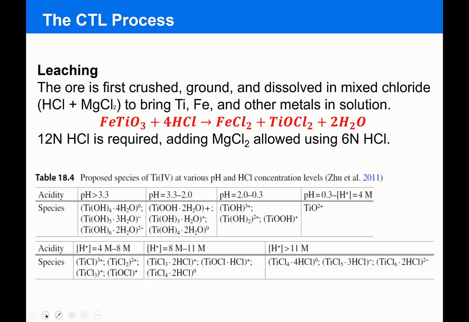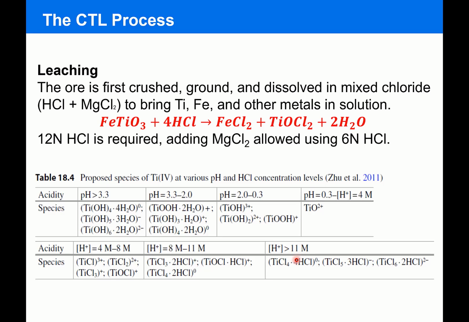The leaching step is started by leaching the crushed ground ore material in mixed chloride reagent that consists of hydrochloric acid with magnesium dichloride, which brings all the metals, iron, titanium, and other metals into solution as chlorides. That step requires 12 normal HCl, but adding magnesium dichloride allows using 6 normal HCl because it actually increases the activity of the hydrogen ion in the solution to be equivalent to 12 normal HCl.